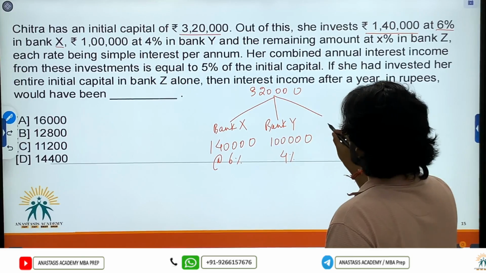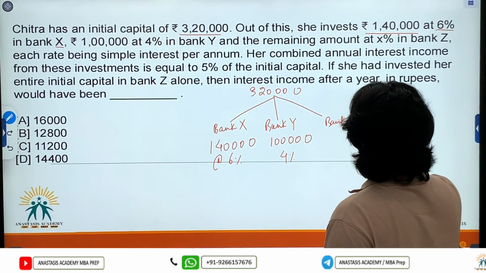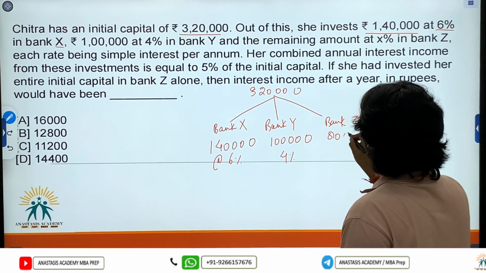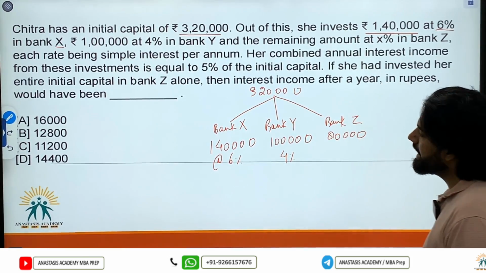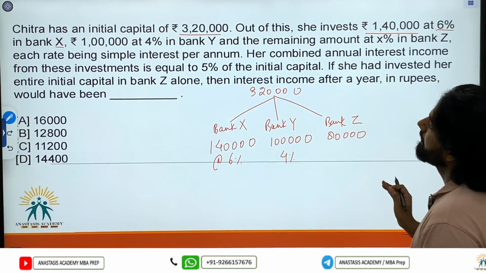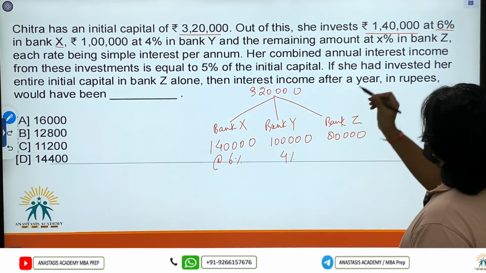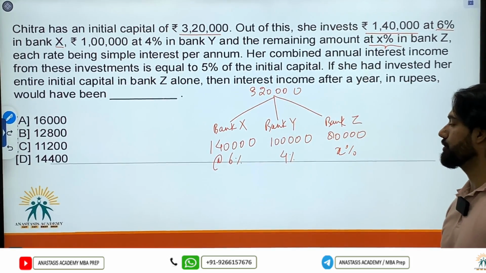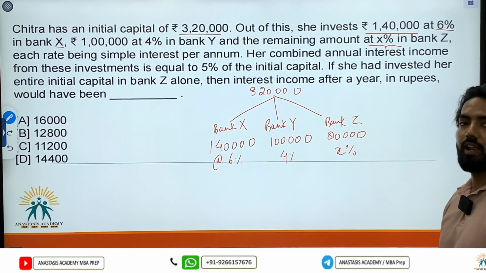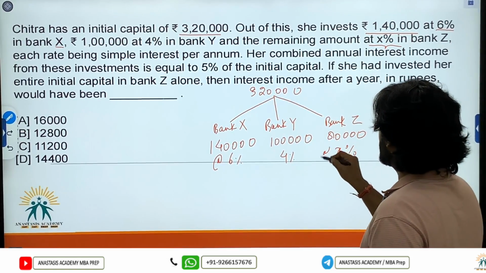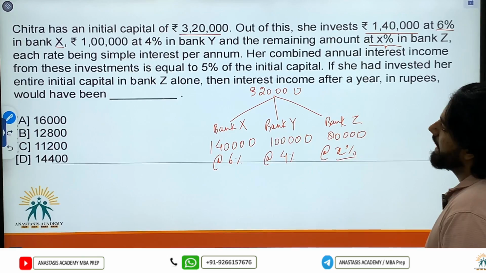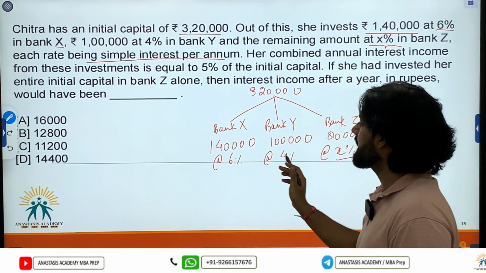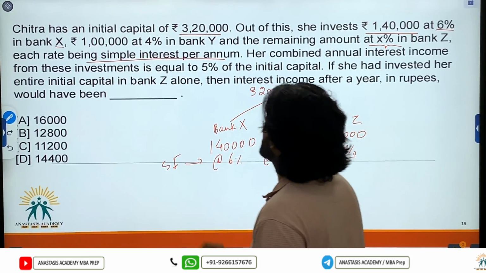So in Bank Z, she has invested the remaining amount, which is ₹80,000, right? So she has invested 80,000 in Bank Z, and the rate of interest for this bank is x%. So she has invested 80,000 at x% rate. And each rate is simple interest per annum, right?